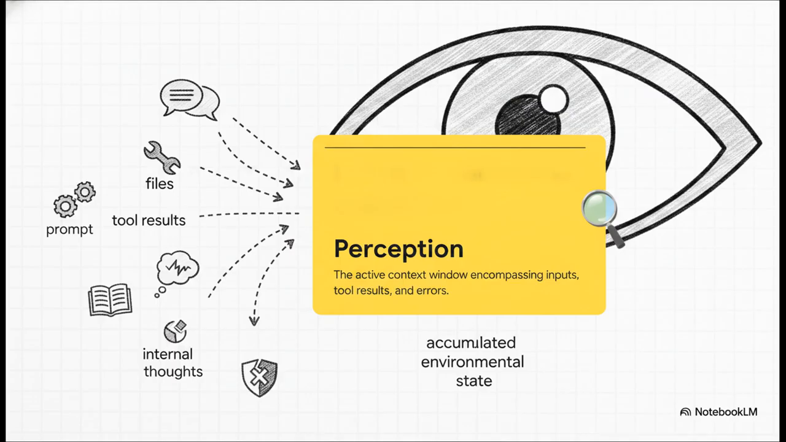It is the complete active context window at that exact microsecond in time. Yes, it includes your original request, but it also includes the results of any tools it just used, the text of files it just opened, its own internal thoughts from previous steps, and, this is absolutely crucial, any error messages it just received from a failed action. The agent's entire reality is completely defined by this accumulated environmental state.